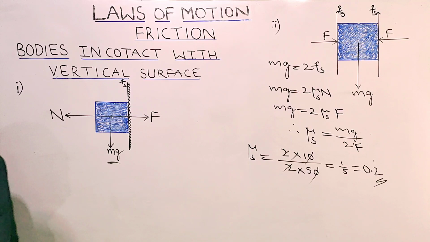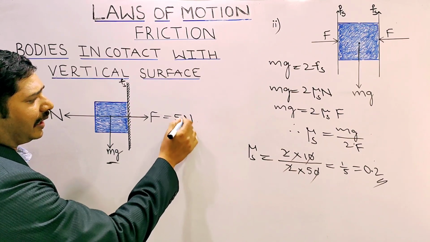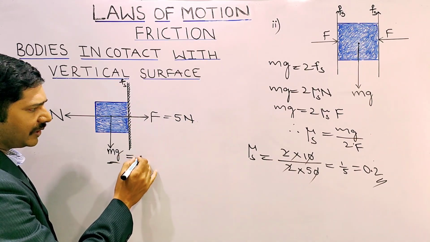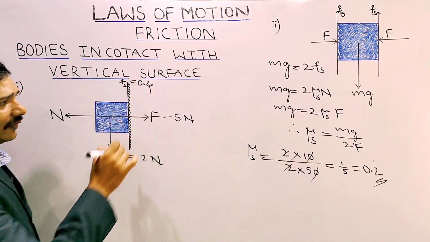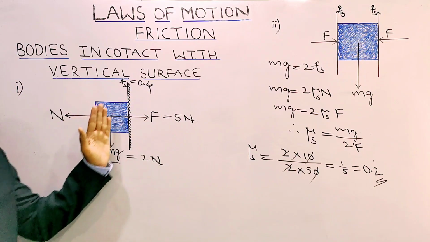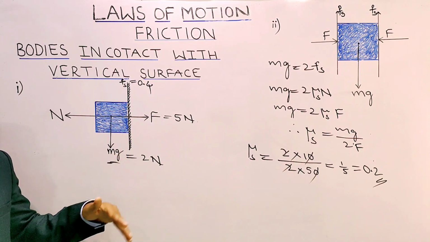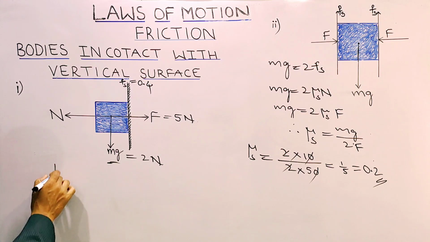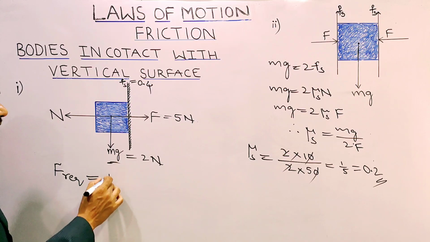So we can see the applied force is given. How much is given here? The applied force in this case is 5 newtons, and the weight of the body they given 2 newtons, and the coefficient of friction also given, 0.4. To slide the eraser, how much force is required they are asking. The required force is equal to, so what we can take?